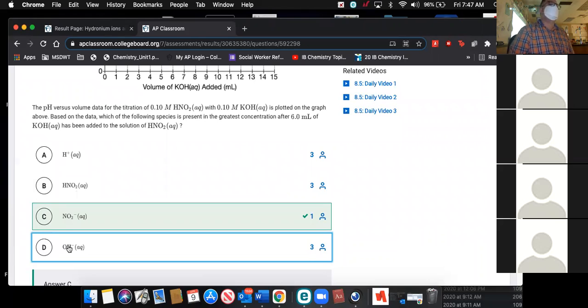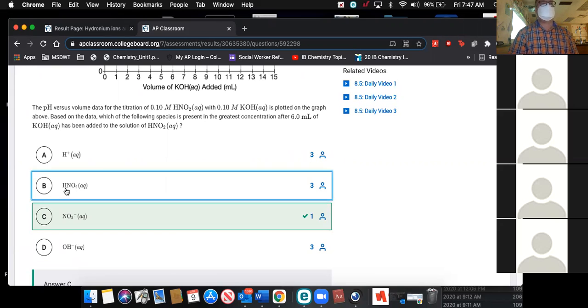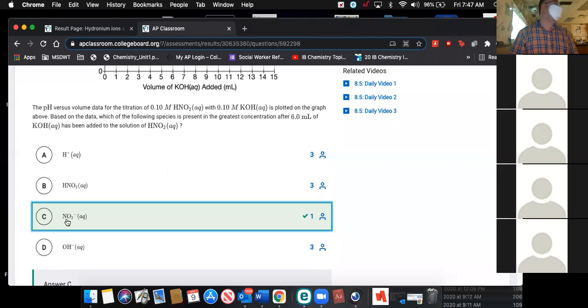OH negative, as soon as we drop OH negative in there, what's happening to it? It's reacting with who? H plus to form H2O, right? So the only one that makes sense is us pulling this hydrogen off of here, producing more NO2. Since we're past the half point, that means we're going to have more of that NO2 because we pulled off what from it? All the H's.